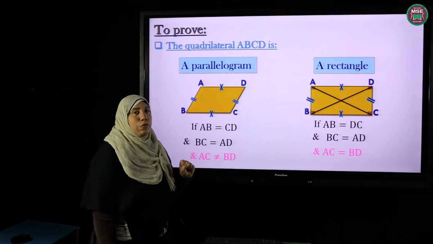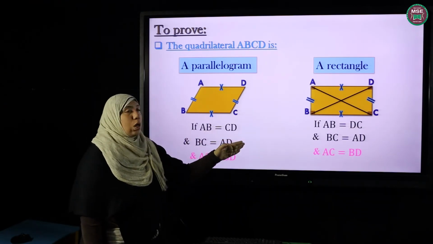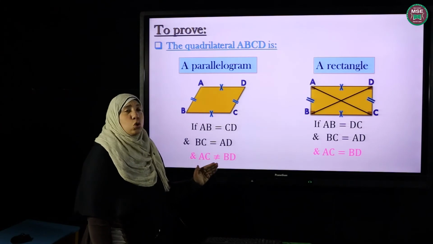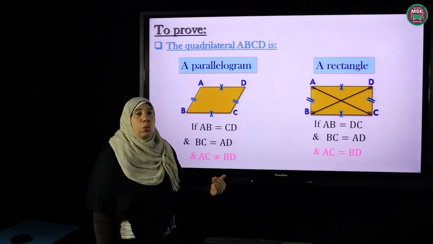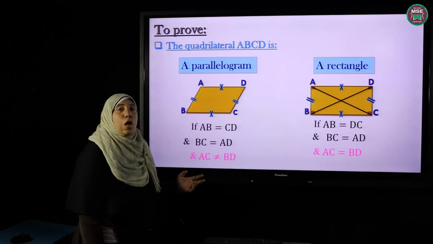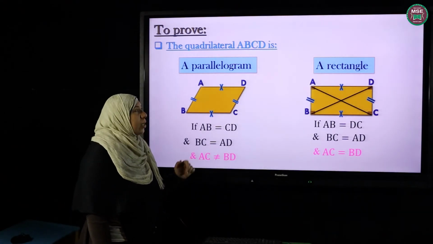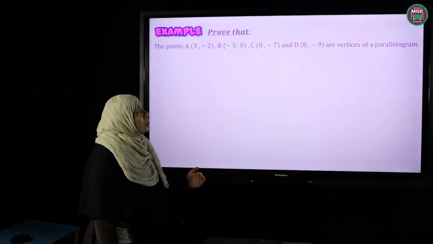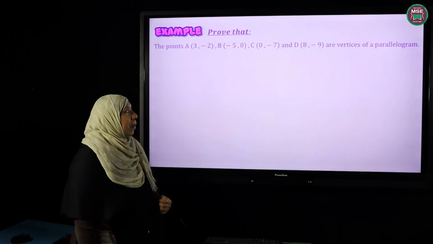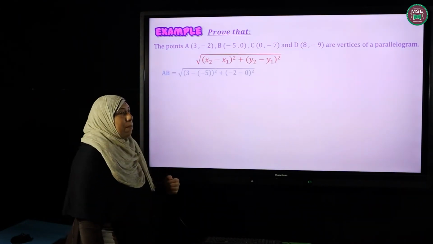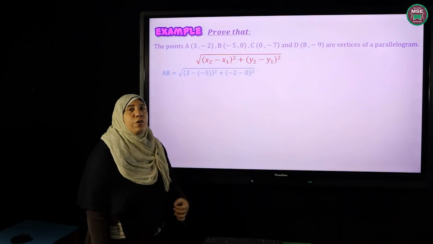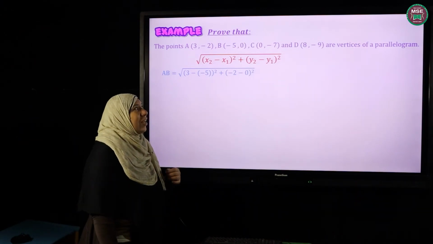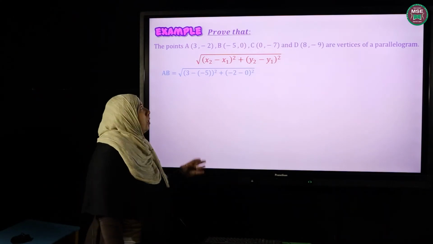So here, to prove a parallelogram or rectangle, I have to find the 4 sides and the 2 diagonals. If each two opposite sides are equal and the diagonals are equal, this is a rectangle. If each two opposite sides are equal and I have different diagonals, it's a parallelogram. For example, prove that ABCD are vertices of a parallelogram, using the same rule. This rule, I will use every time to find any distance between any 2 points. So if I want to find any distance, I will use the same rule.